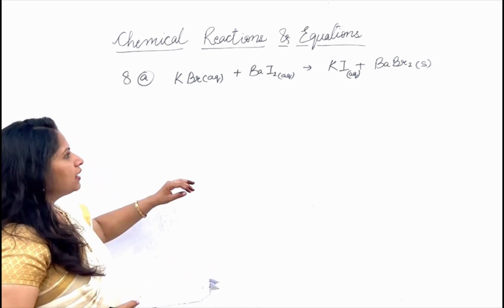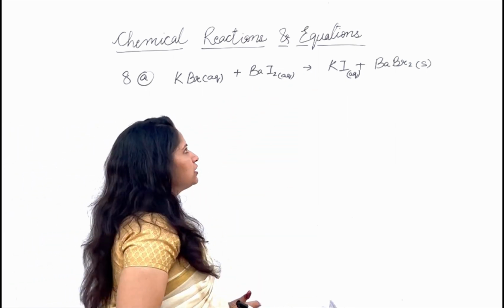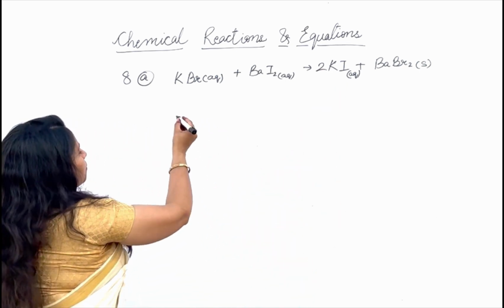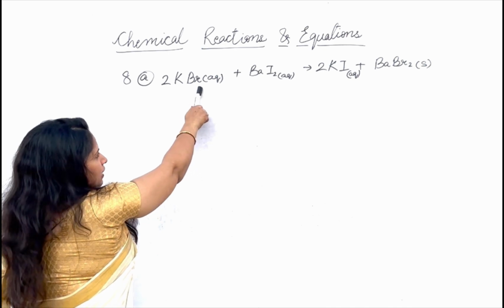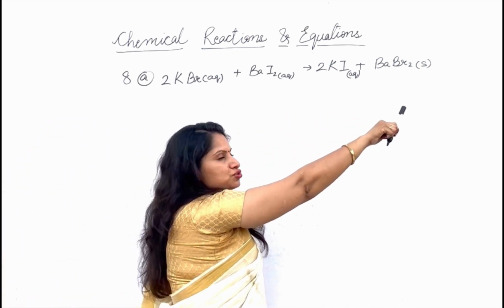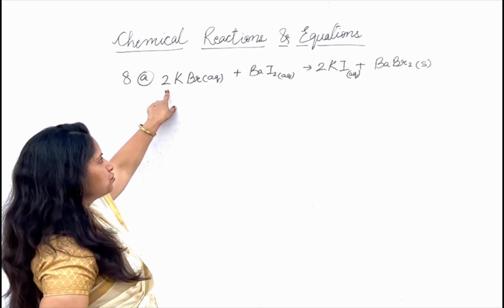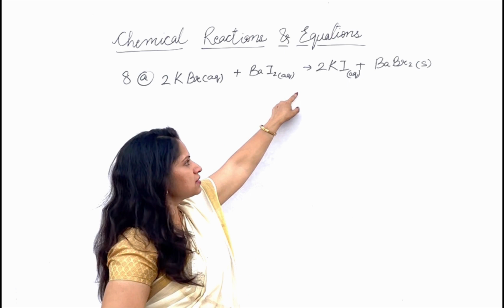Now let's balance that. Here I have 2 iodine atoms, so this side also I need to have 2. Potassium is 2 this side, so I need 2 potassium atoms this side also. Barium is 2 this side and that side also it's 2. So it's balanced. Bromine is 2 this side and the right-hand side also has 2 bromine atoms.